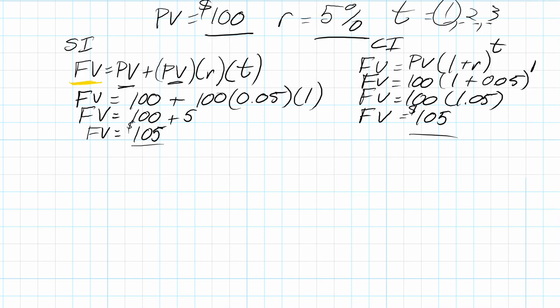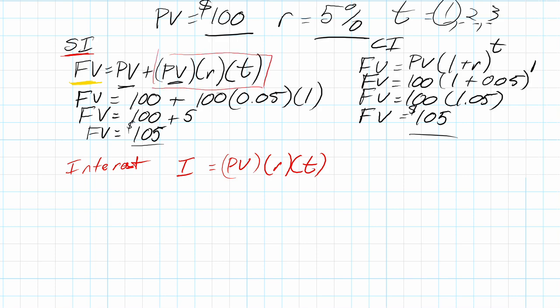Okay? So what's interesting about simple interest is we have to calculate something called the interest. We've got to calculate what the interest is each year. And it turns out interest, I, is equal to PV times R times T, which I know looks confusing, but it's actually this part of the formula. That's why I like using this version, is we can find I really quickly. That part of the formula when we did our calculations was $5.